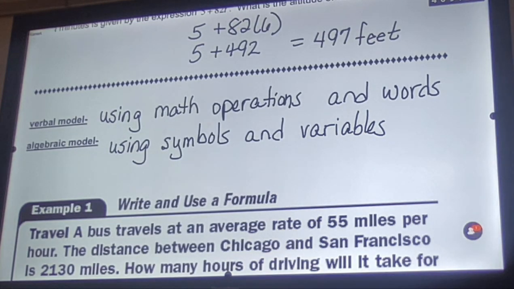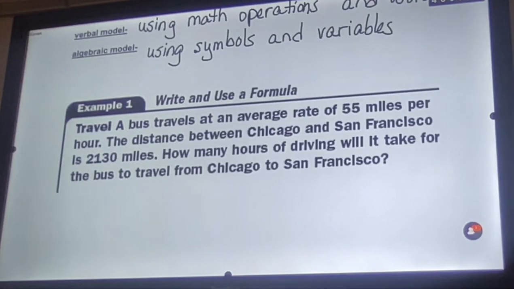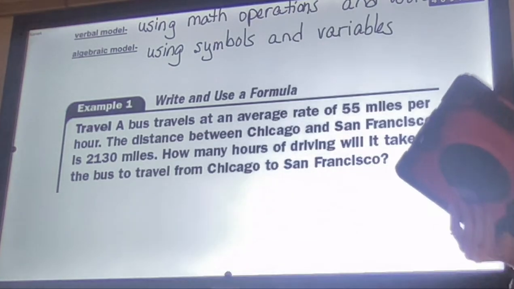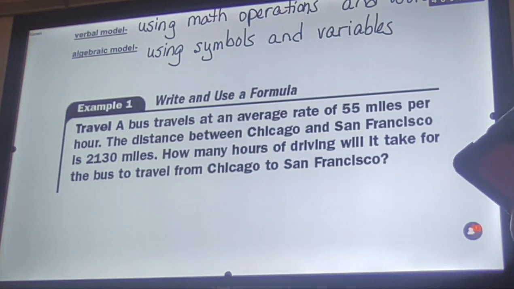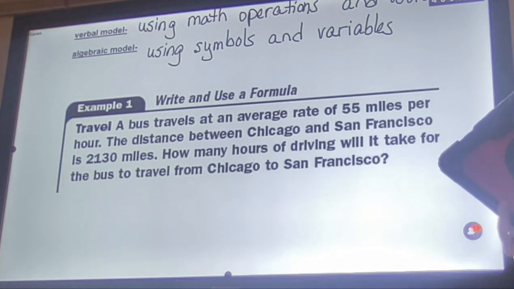So the first type of problem we're going to use or approach would be a formula type of problem. And they're going to be formulas that we just discussed in the previous section. But here we have a bus travels an average rate of 55 miles an hour. Buses usually, because they're a little bigger, don't quite travel as fast as a car might. It says the distance between Chicago and San Francisco is 2,130 miles. How many hours of driving will it take for the bus to travel from Chicago to San Francisco?